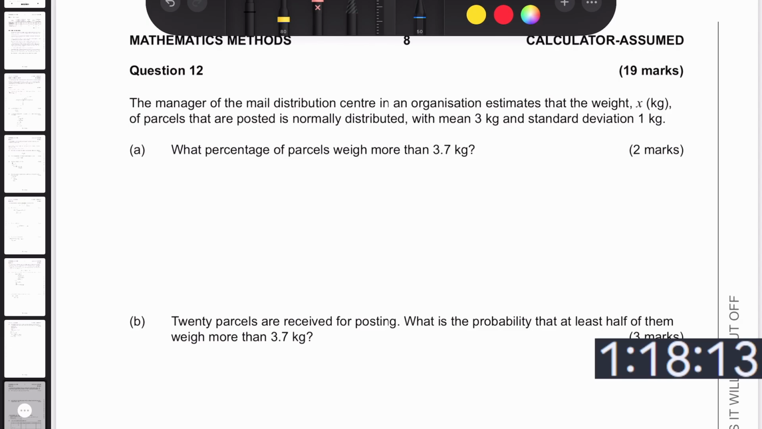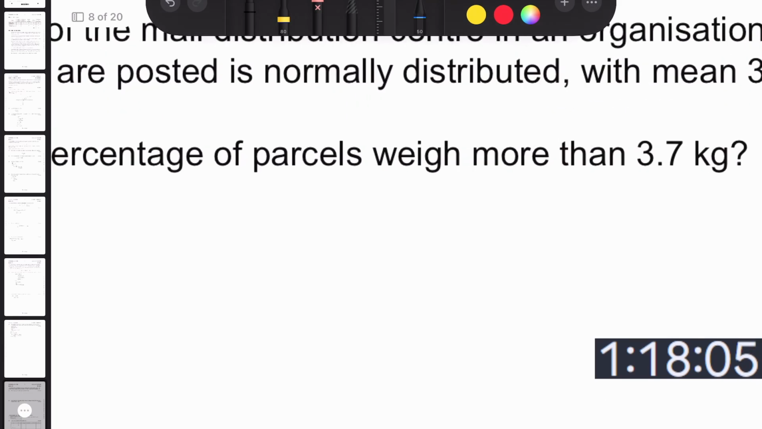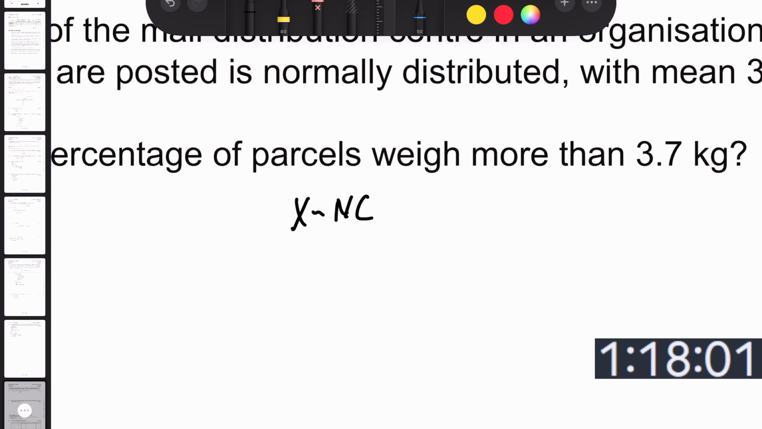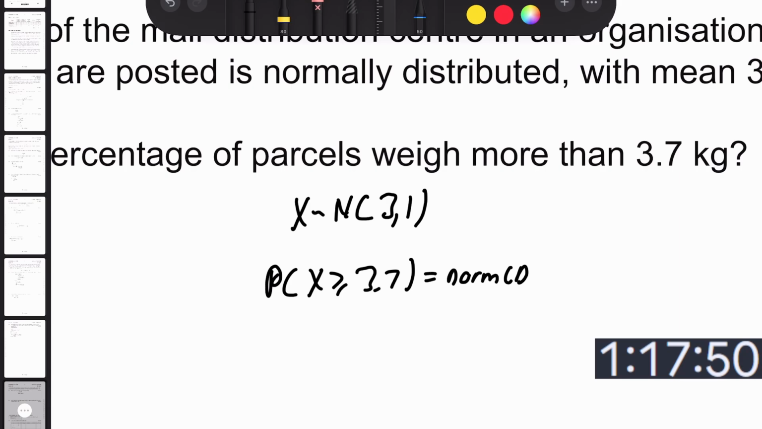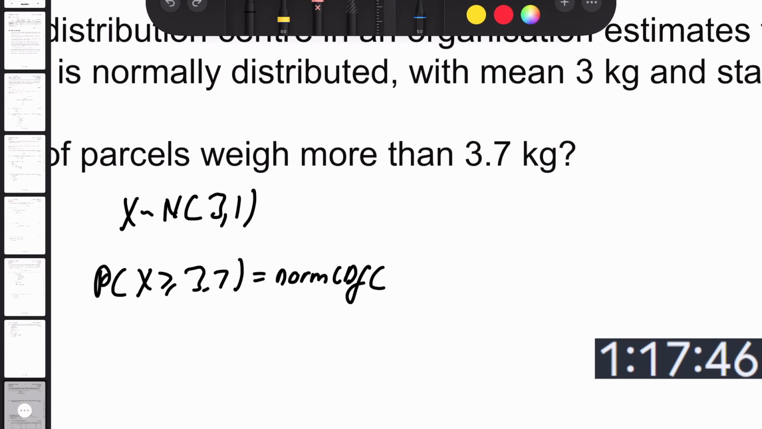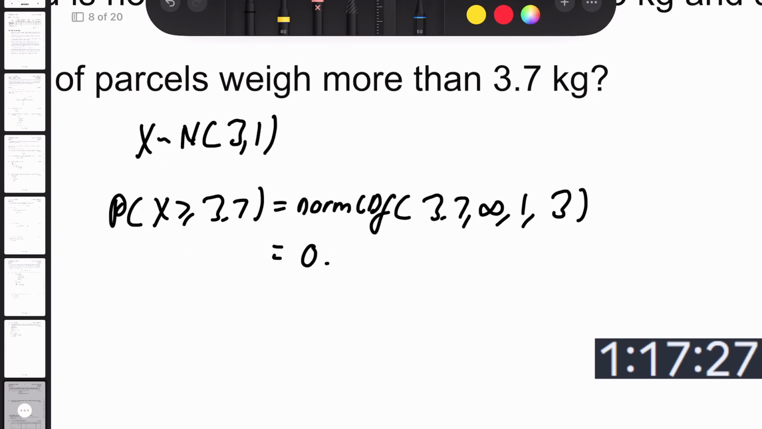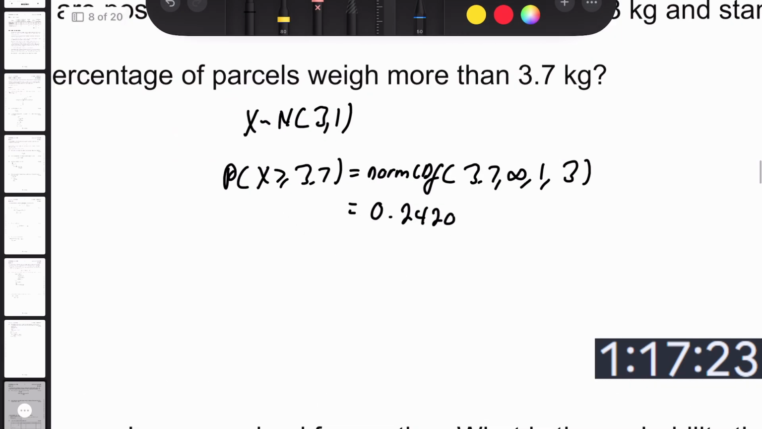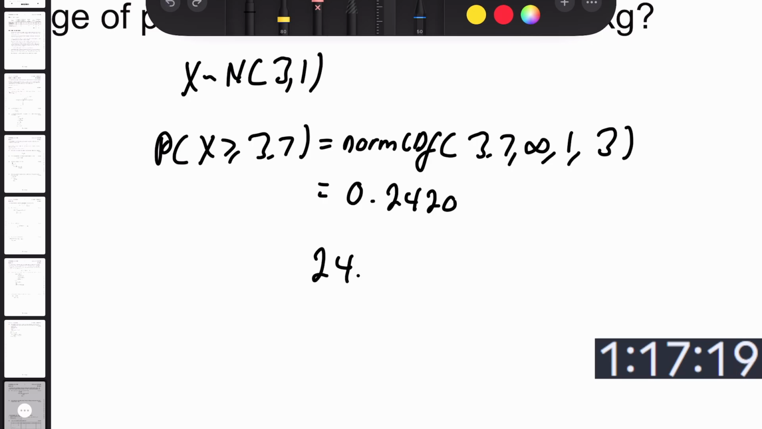The manager of a mail distribution center estimates that the weight x kilograms of parcels that are posted is normally distributed with a mean of 3 and a standard deviation of 1. So let's say x is approximately normally distributed with a mean of 3 and a standard deviation of 1 squared, which is 1. The probability that it's more than 3.7 is going to be equal to normCDF from 3.7 to infinity with standard deviation 1 and mean 3. So it'll be 0.2420. And as a percentage, 24.20%.